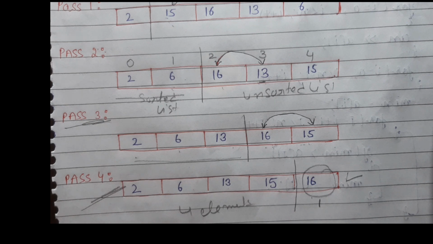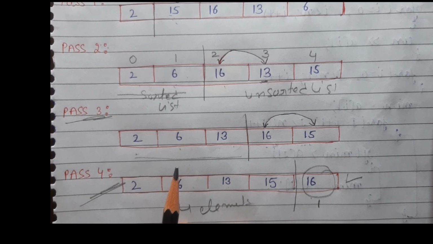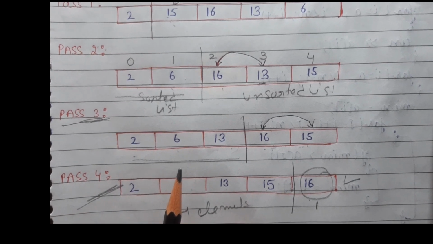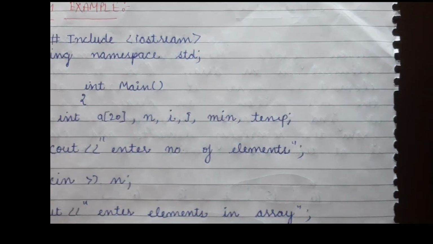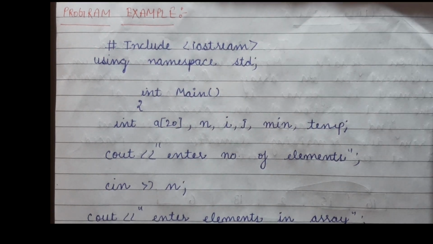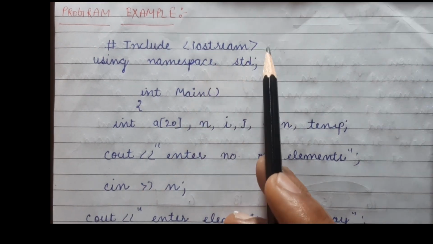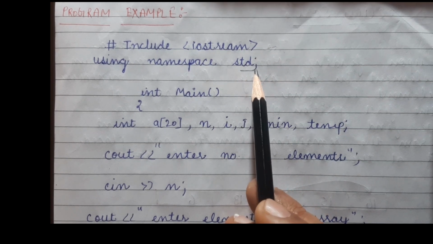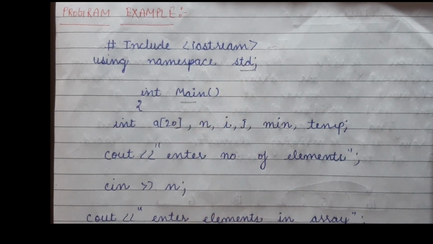Okay, so now we discuss selection sort using programming code. Now we discuss the program. First we include the iostream header file, then standard packages. After this we include the main function.